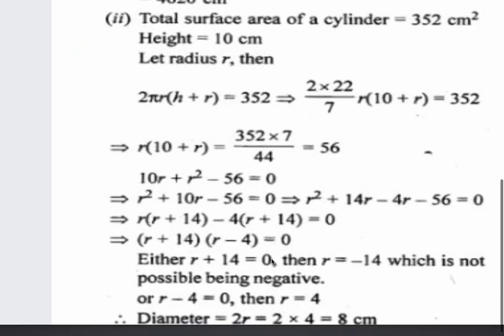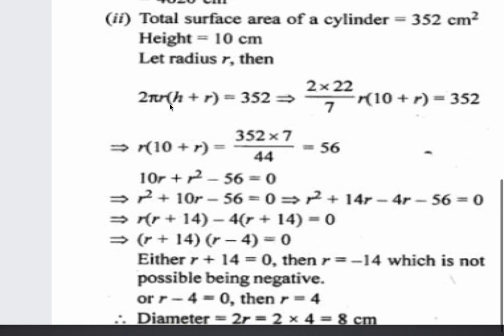Now we are given that the total surface area of the cylinder is 352 centimeter square, and its height is 10 centimeter. So for the next question, we are given this as the total surface area, this as the height. Again, let us assume r as the radius.